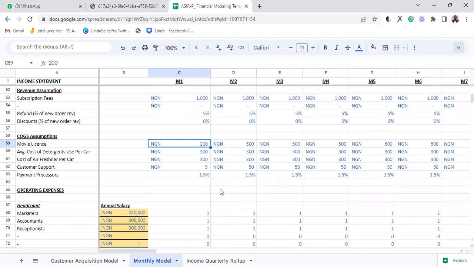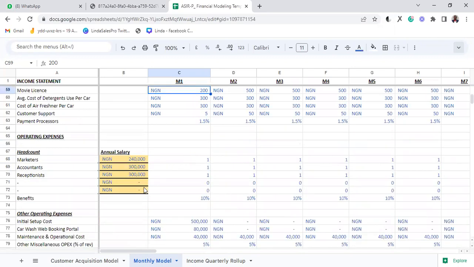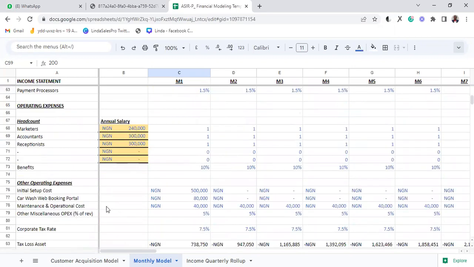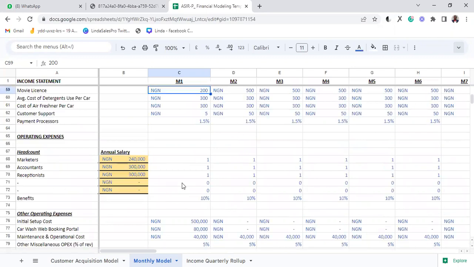Okay. So in this case, movie license will not be part of this. I might need to factor it in somewhere around here. I might factor it in other operating expenses. All right.